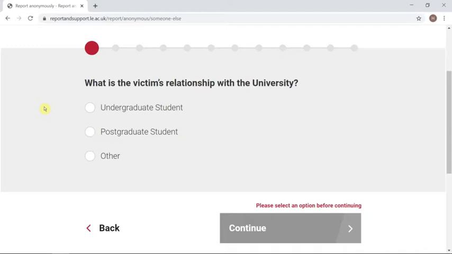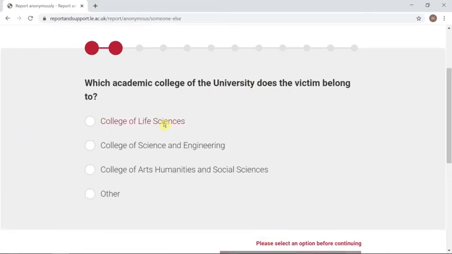As the system is primarily designed to share information about unacceptable behaviours students have experienced, the questions are guided around this. So the first and second questions will ask about the student's type of academic study and academic college.